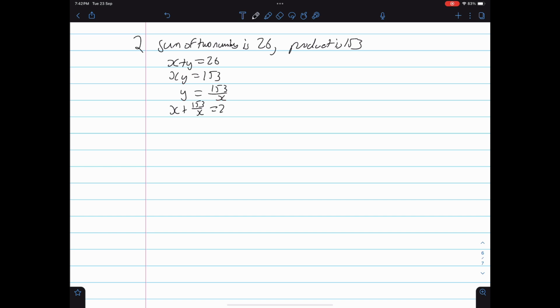Right, sum of two numbers is 26, product is 153. So x plus y equals 26, xy equals 153, y equals 153 over x, x plus 153 over x equals 26, x squared plus 153 equals 26x, x squared minus 26x plus 153 equals 0.